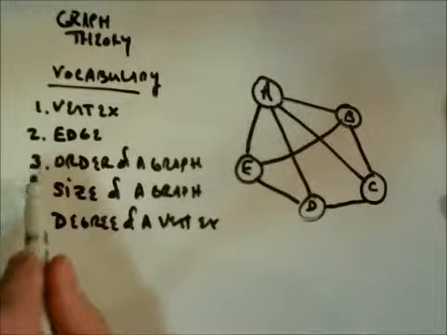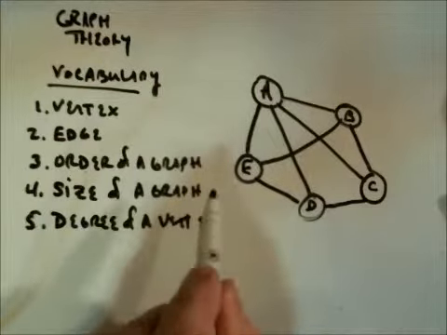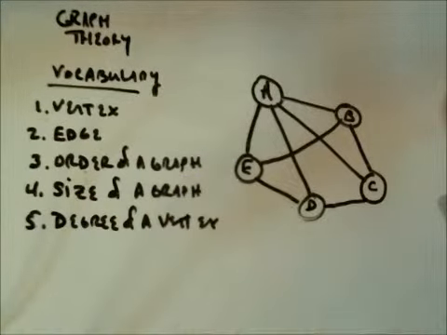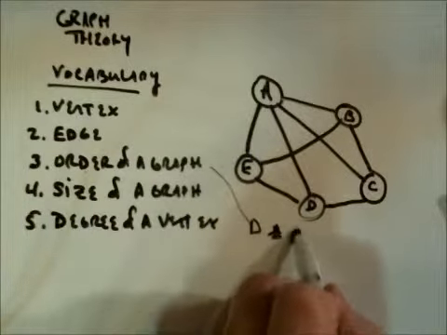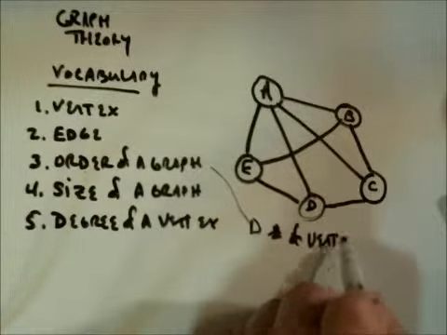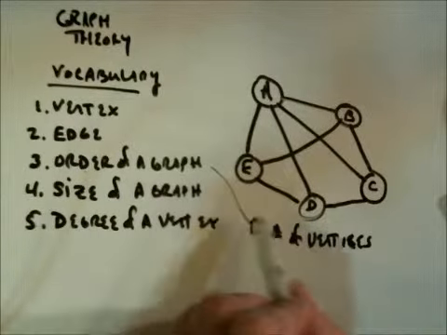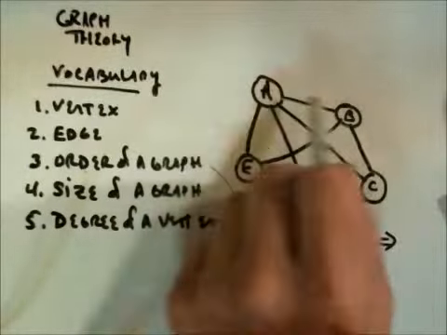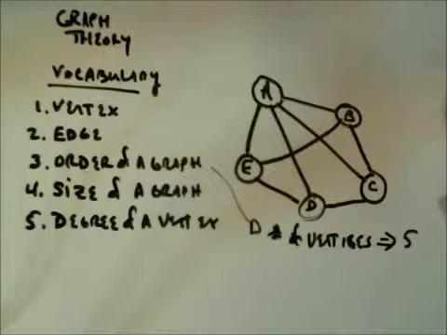Okay, the next thing that you should know is the order of a graph. The order of a graph is the number of vertices in the graph. So that's the number of vertices or nodes in the graph. In this case, we're looking at 1, 2, 3, 4, 5 nodes or vertices. So this graph is order 5.